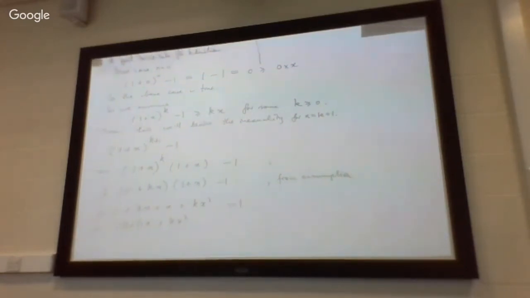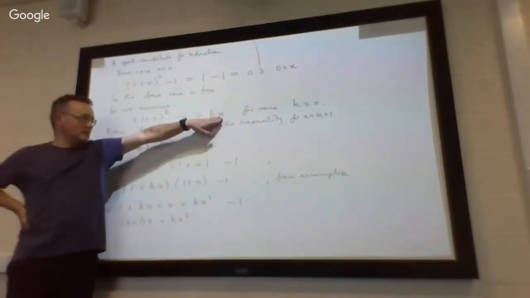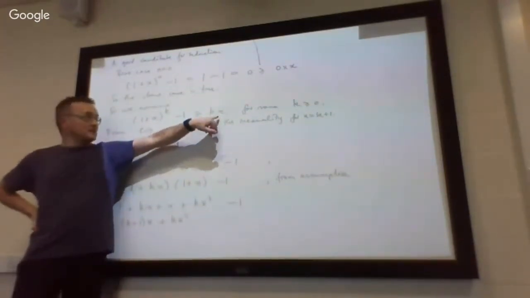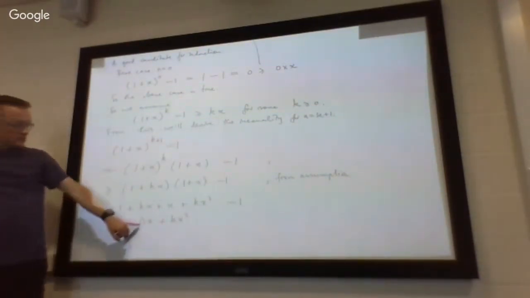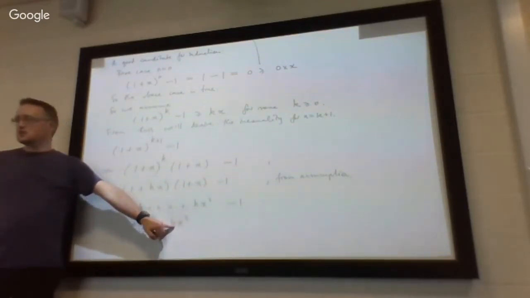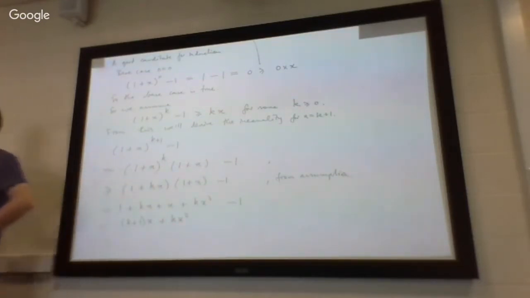So what do we do from here? What do you say? I haven't got my right-hand side yet. I started with the left-hand side. There I was trying to get the right-hand side, which was k plus 1 times x, but I've got this thing there irritating me. So what do we do? Should we get rid of it in a way?